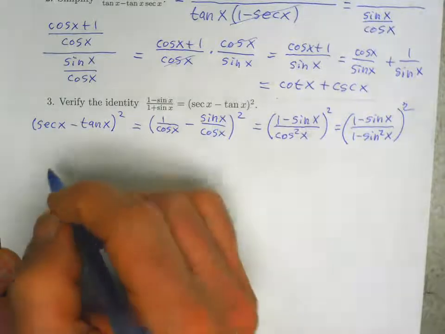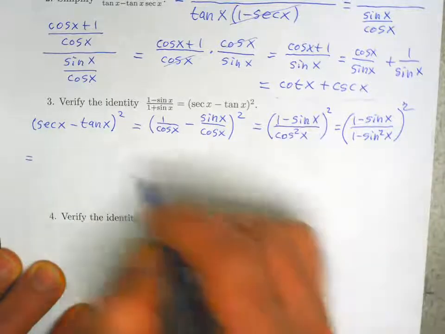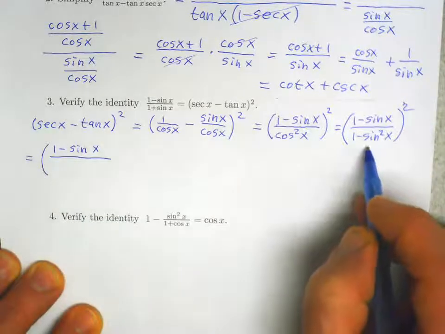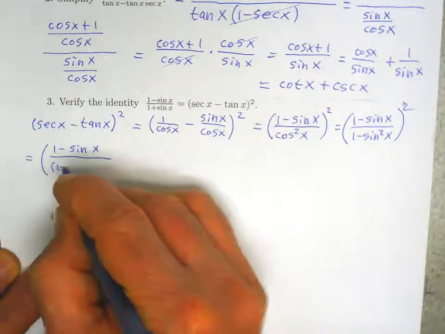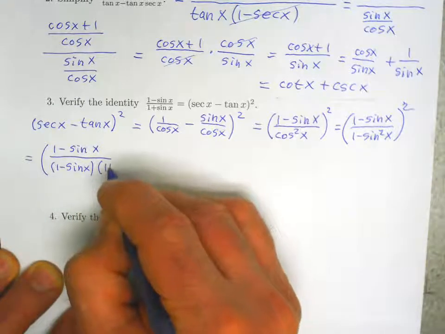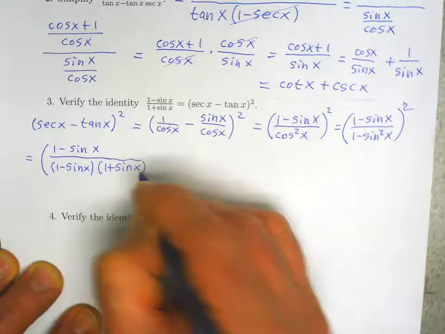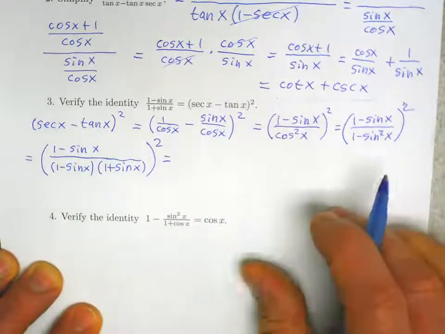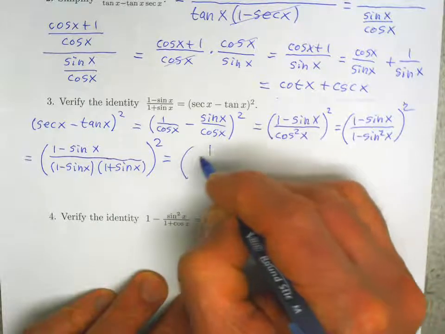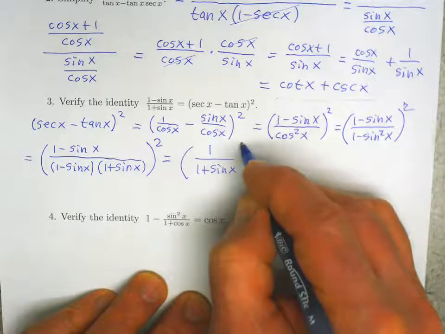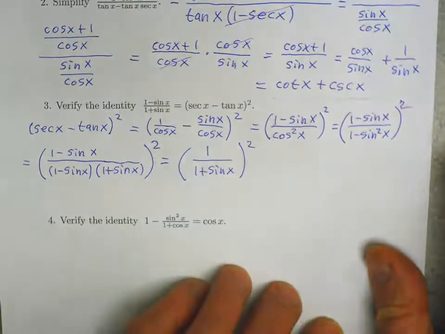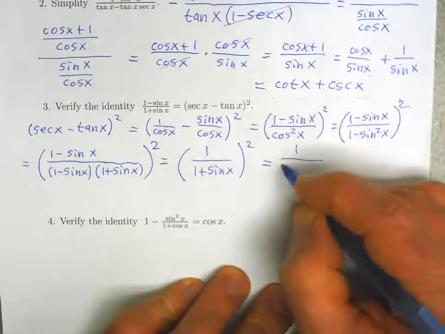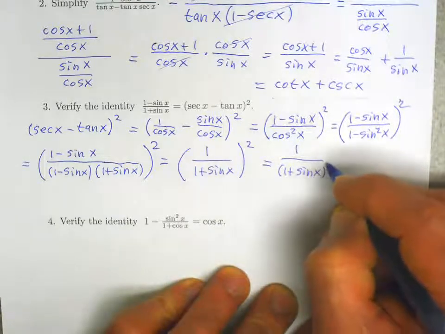Okay, so then we get 1 minus sine of x. I'm going to factor the denominator, 1 minus sine of x squared. One factor is 1 minus sine of x. The other one is 1 plus sine of x. And if I cancel those, I get, oh, and this is supposed to be squared still. So I just get the quantity 1 over 1 plus sine of x squared. Okay, so when I finally square it, I get 1 over the quantity 1 plus sine of x squared.